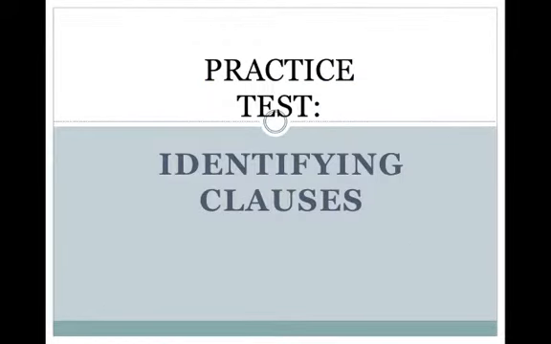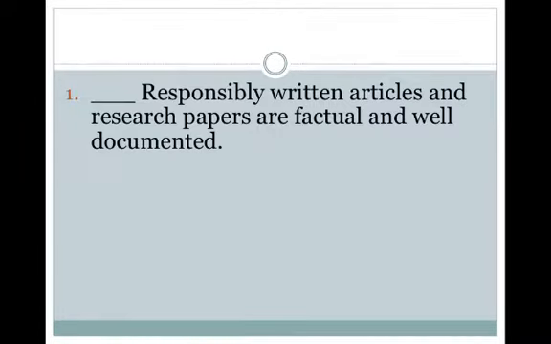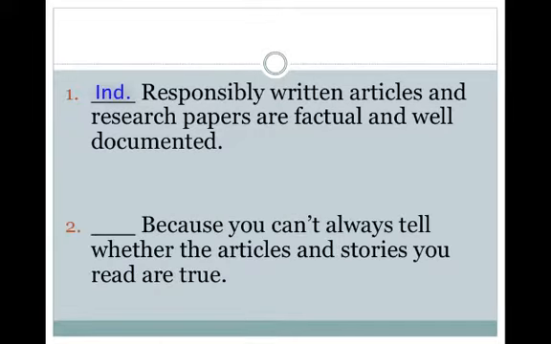Let's take a practice test where we identify clauses. Number 1. Responsibly written articles and research papers are factual and well documented. This is an independent clause. It's a complete sentence. Number 2. Because you can't always tell whether the articles and stories you read are true. This is a subordinate clause. It doesn't sound like a complete thought.